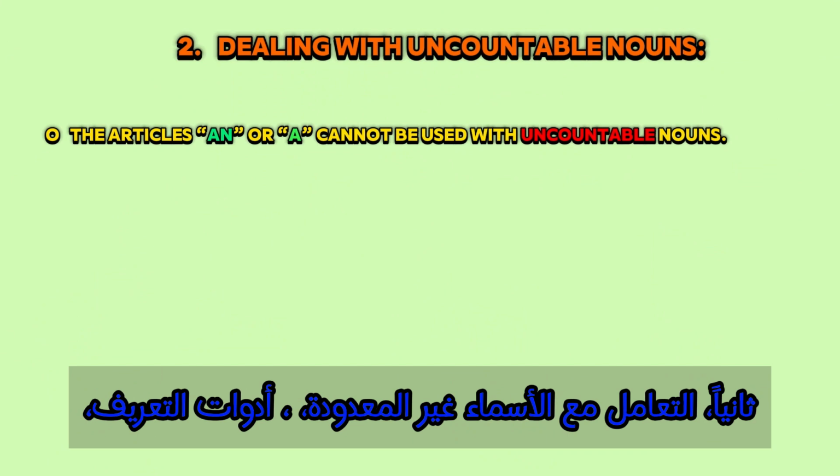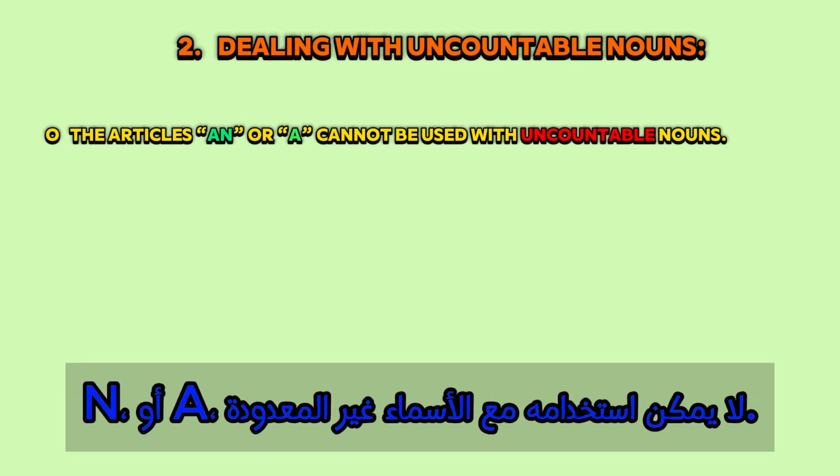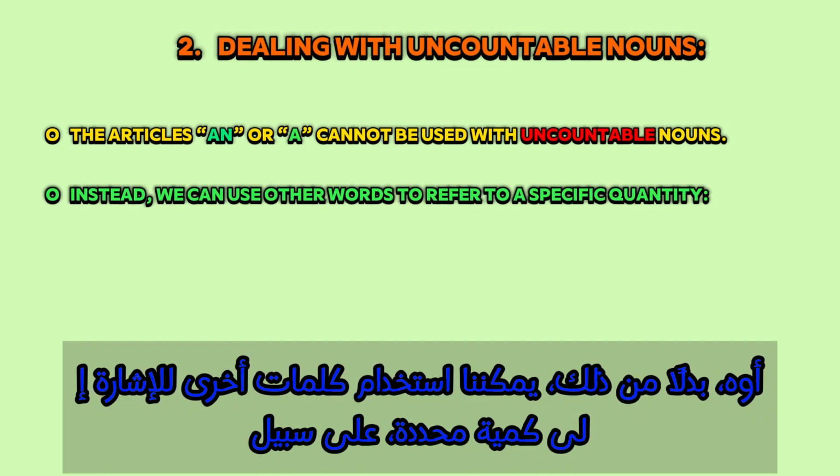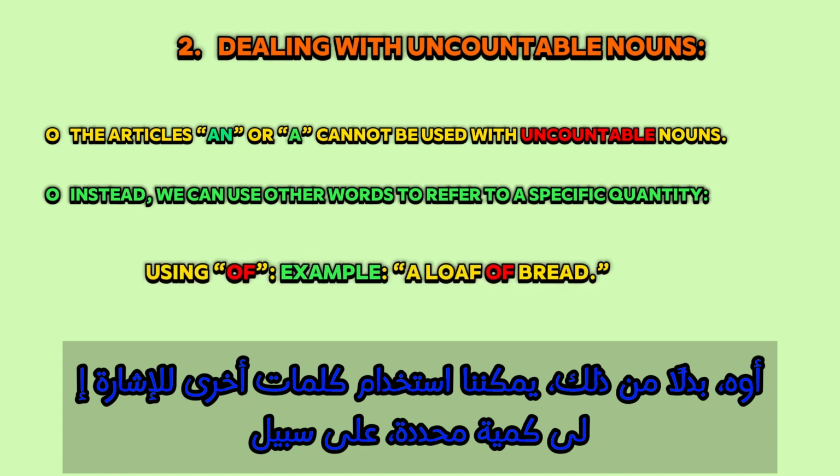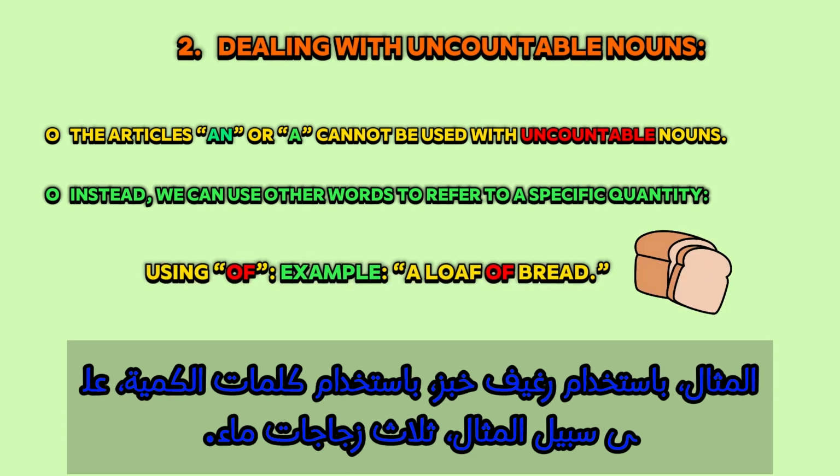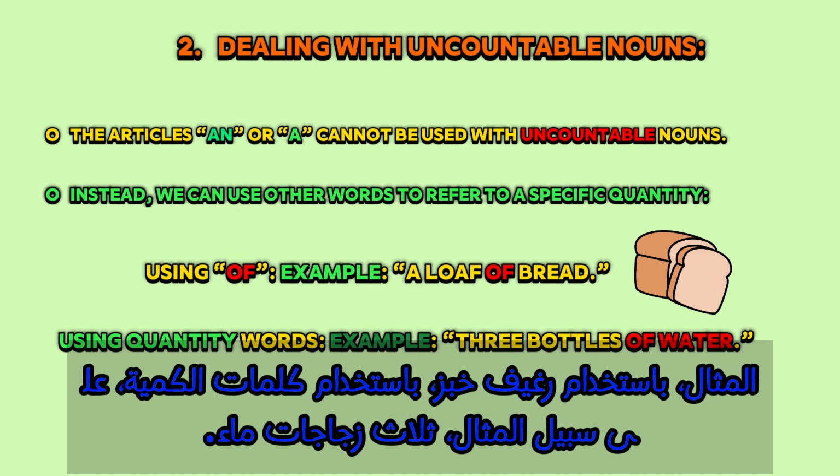2. Dealing with uncountable nouns. The articles an or a cannot be used with uncountable nouns. Instead, we can use other words to refer to a specific quantity, using of, example, a loaf of bread, using quantity words, example, 3 bottles of water.